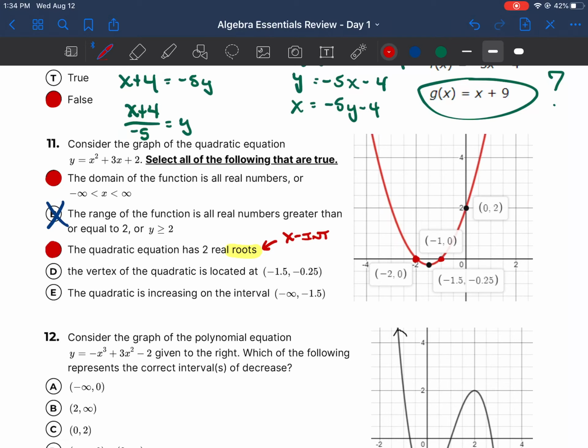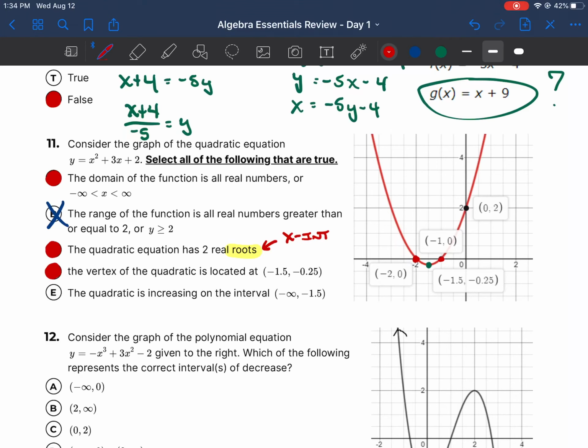Statement D, the vertex of the quadratic is located at (-1.5, -0.25). So recall that the vertex is either the lowest, the minimum, or the maximum point of a quadratic. And indeed, the minimum point here is (-1.5, -0.25), so that is correct.